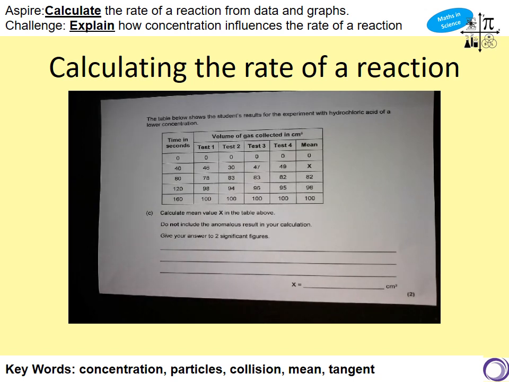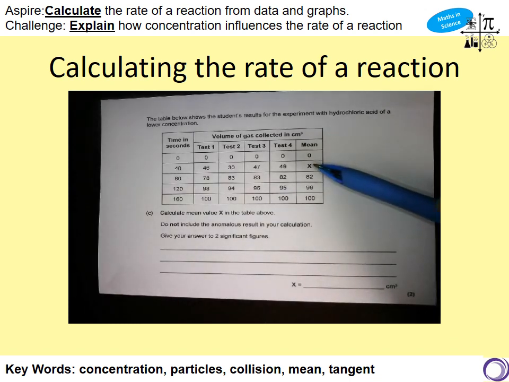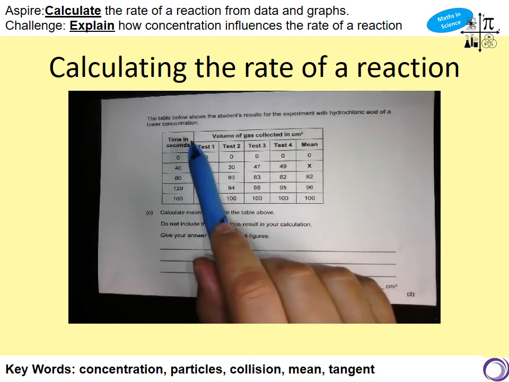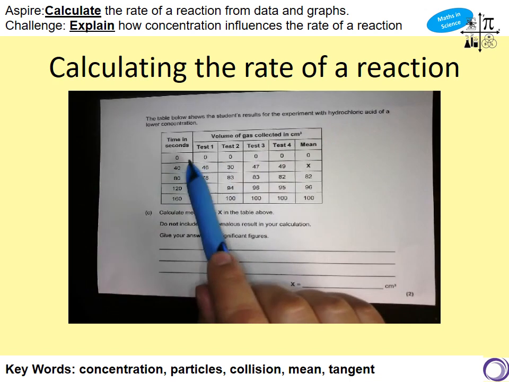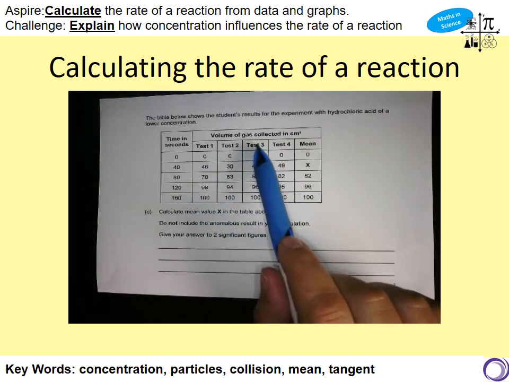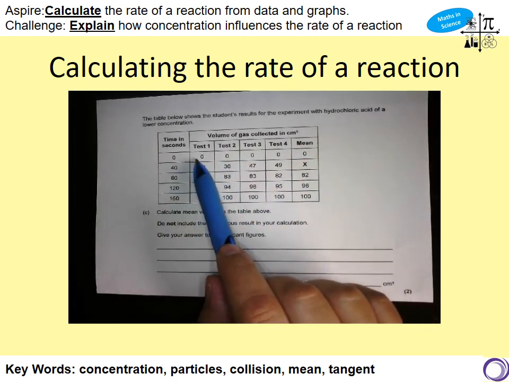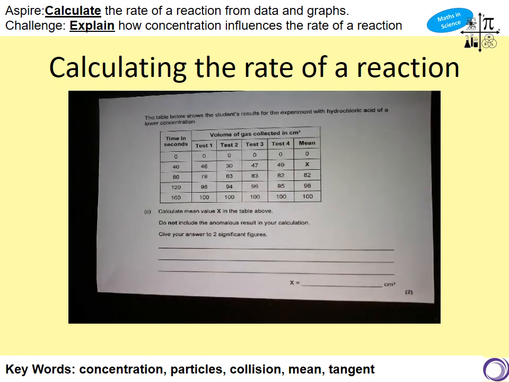So first of all, looking at this question, the table shows the student's results from the experiment with hydrochloric acid at a low concentration. The question asks you to calculate the mean value of x. Now, one thing to remember is we've got our time here and our volume of gas across there, and this is doing it 1, 2, 3, 4 times and then calculating the mean of those 4 times. So we're reading across the table. That's the first thing to remember.